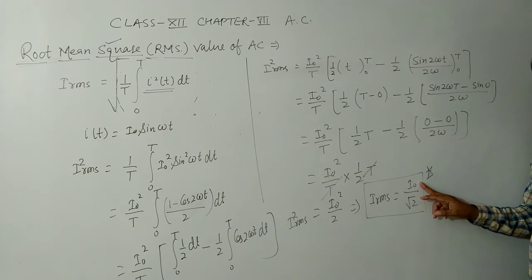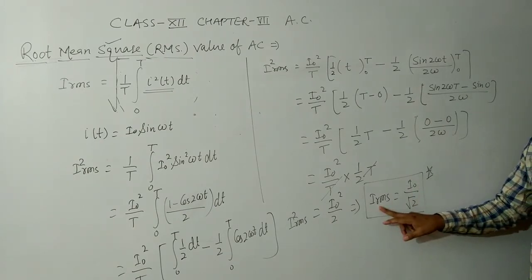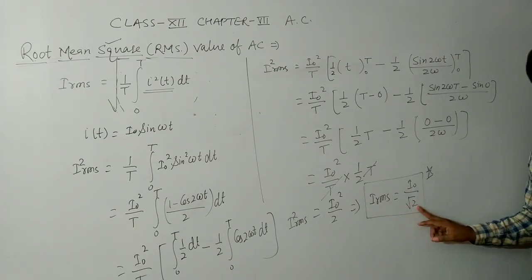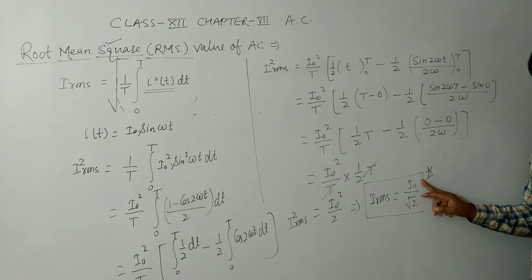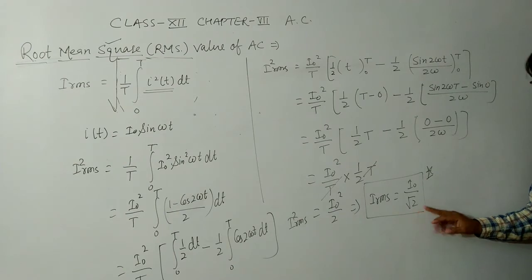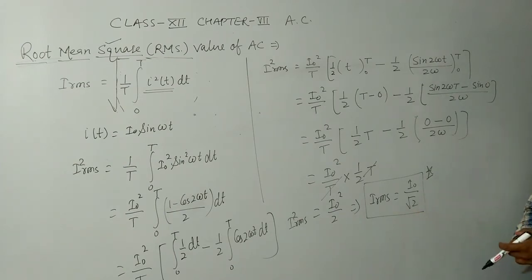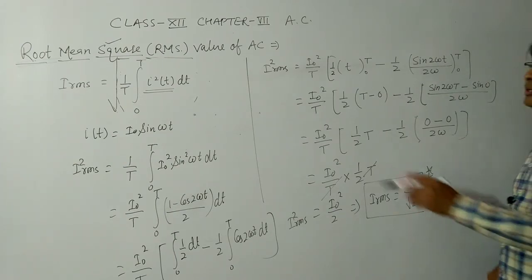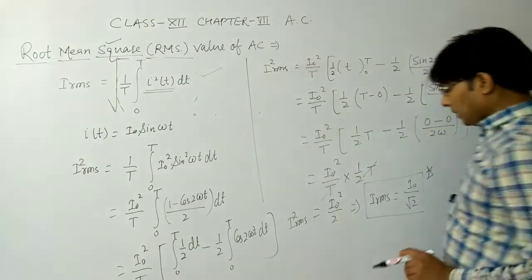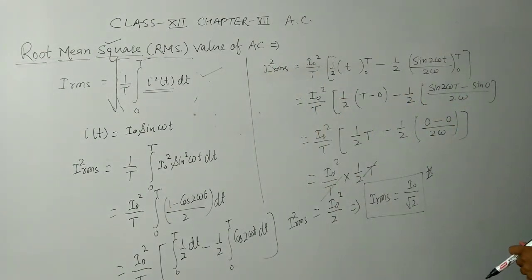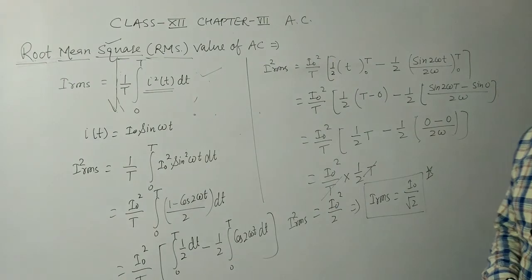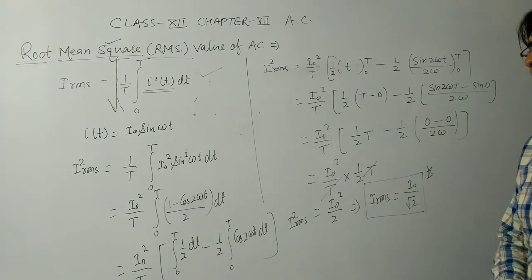So if the peak value of AC is 10 volt, the effective value will be 10 divided by root 2. And if the peak value is, suppose, 200, the value will be 200 upon root 2. So this is how we can calculate the RMS value of an AC signal using this formula. Okay, so this is how we can calculate the root mean square value of an AC signal.